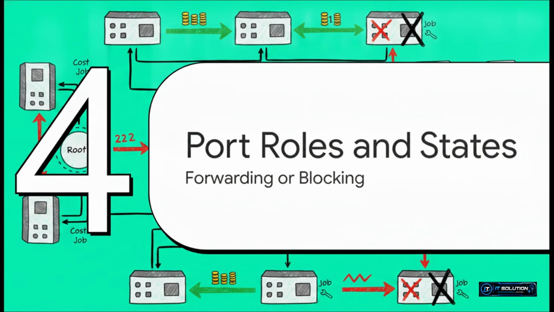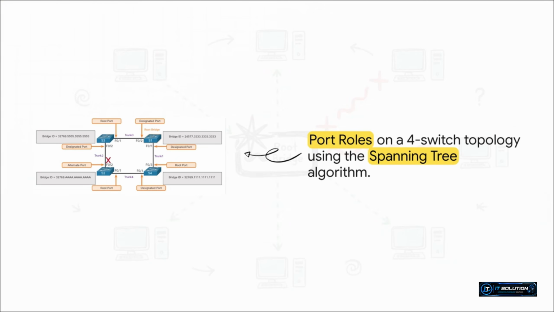Let's move on to Section 4, port roles and states, deciding what's forwarding and what's blocking. So here is where we map out the results of our algorithm. First, every working port on the root bridge becomes a designated port, meaning it forwards traffic. For all the other switches, their absolute best path to the root bridge becomes their root port. Finally, if there is a redundant link left over that would cause a loop, that port is assigned the role of alternate port, and it gets placed squarely in a blocking state.